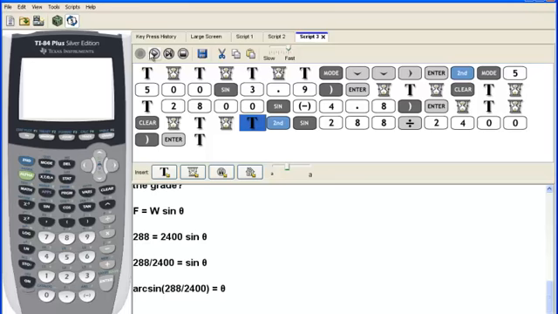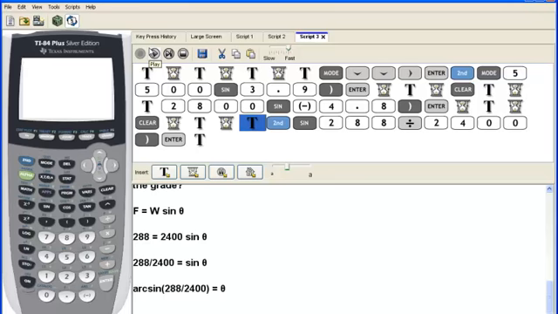Well, in order to find an angle, we typically use an inverse trigonometric function. So what we'll need to do is isolate sine of theta, and then once sine is isolated, take the inverse sine of both sides. So first of all, divide both sides of the equation by 2,400, so that you have 288 divided by 2,400 equals sine of theta. And then theta will be the inverse sine of 288 divided by 2,400.